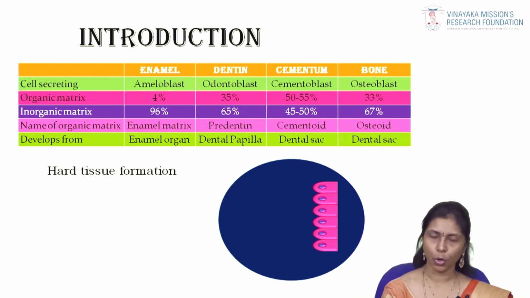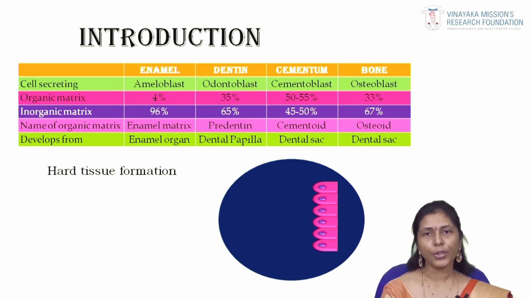How is hard tissue formed? Basically, any hard tissue is formed first by formation of an organic matrix. Then there is going to be mineralization of the organic matrix, and then the crystals enlarge in their size and make it hard.